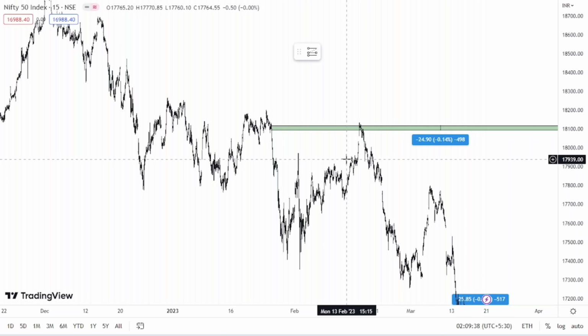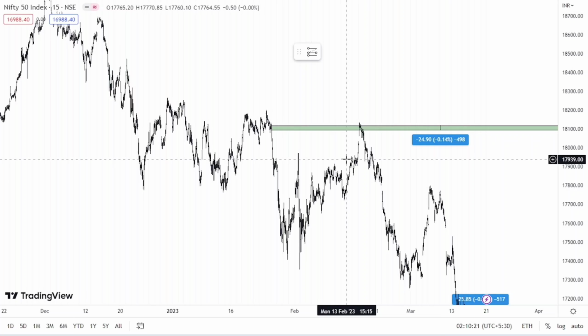But if you are trading using supply and demand zone, it is very useful for you, and the accuracy of the trading is almost 70%. I hope you understand the concept.